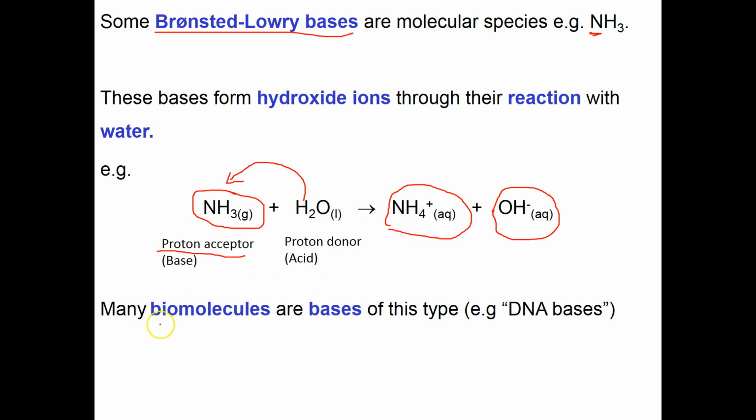Now, many of these molecular bases are important in biochemistry, and a good example of that are the 4 DNA bases. You'll find, if you look at their structural formulas, that they are all nitrogen-containing compounds, and they're called bases because when they're dissolved in water, they accept a proton from the water molecules, and this gives rise to the formation of hydroxide ions.